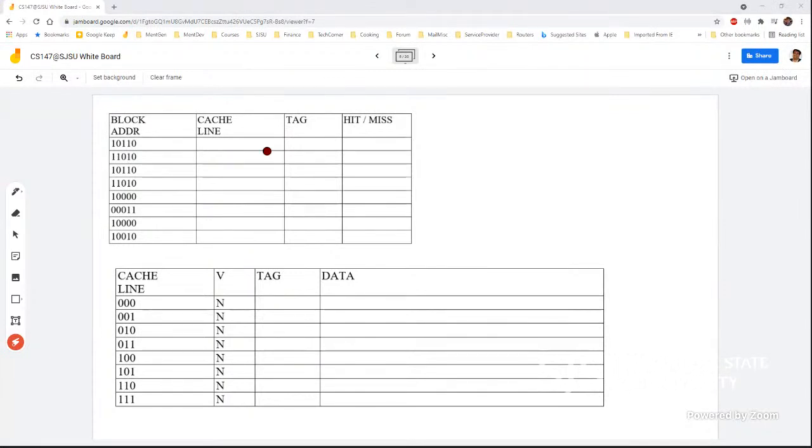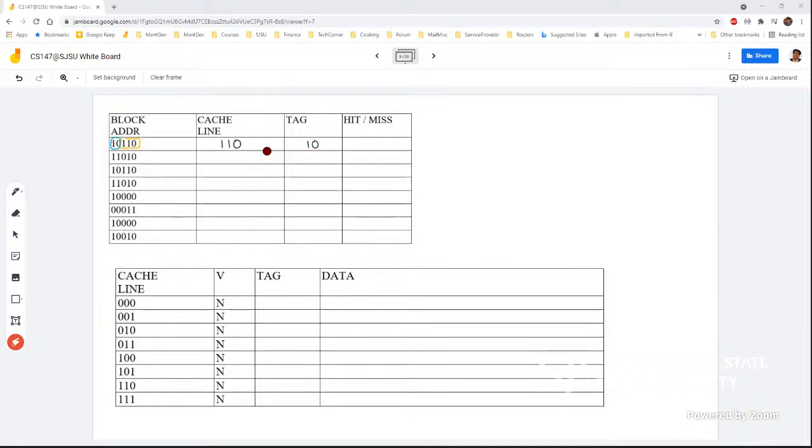Okay, so we start with the very first block address, and we want to split it into the cache line and tag. As the number of cache lines is 2 to the power 3, our cache line index would be these 3 bits, and the tag would be these 2, right? So we can directly compute the cache line index as 110 and the tag as 10.